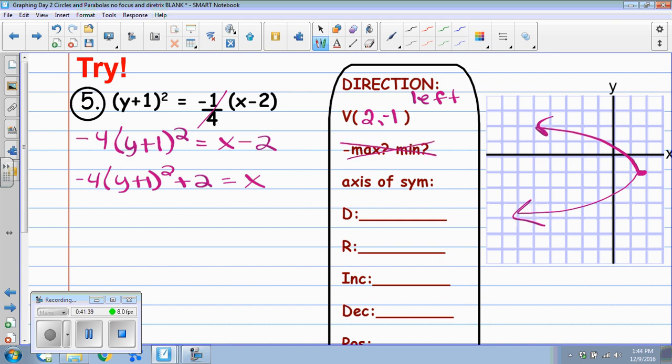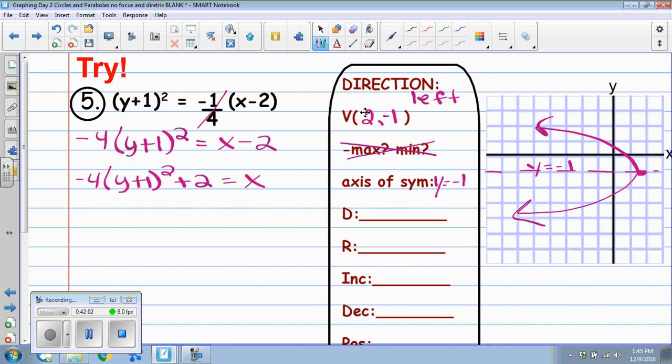So, there's no max and no min, because the top part goes all the way up to positive infinity, and the bottom goes to negative infinity. So there's no highest point and lowest point. There is an axis of symmetry. And that's what? Good. Y equals -1.